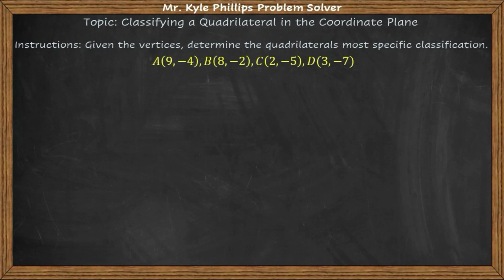Hey everybody, so in this video we're talking about classifying a quadrilateral in the coordinate plane. What they want us to do is, given the vertices, determine what type of quadrilateral it is and give its most specific classification. So really we're trying to figure out if these four coordinate points are going to create a rectangle, a rhombus, a square, or a parallelogram. So let's go through and see what we need to do.